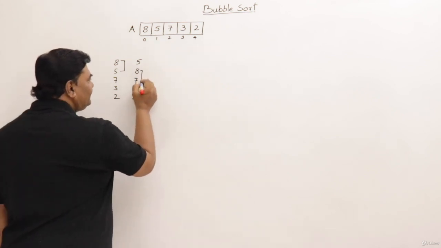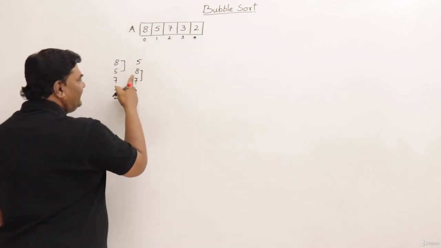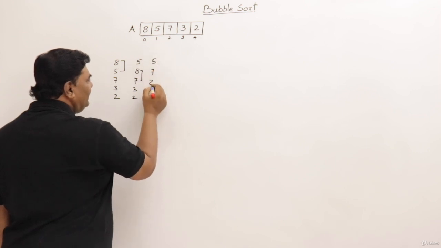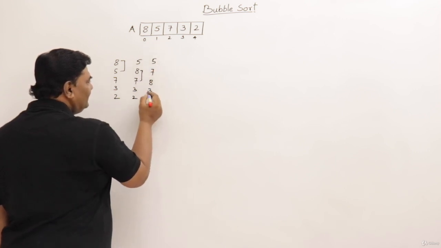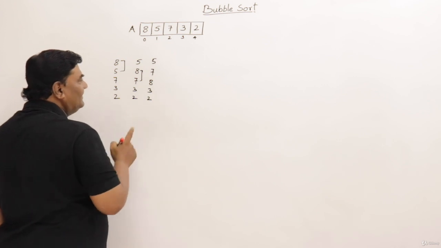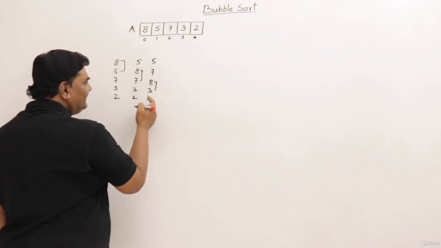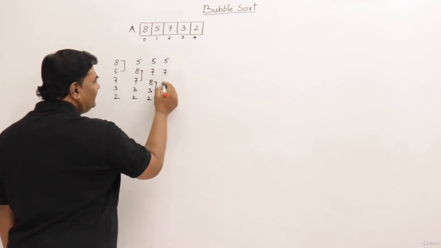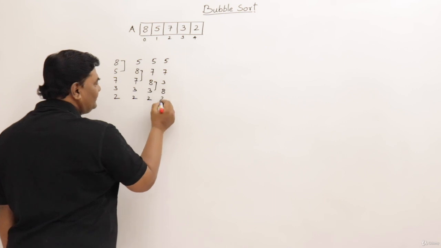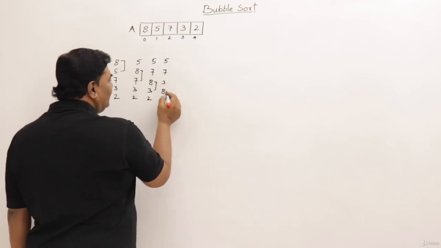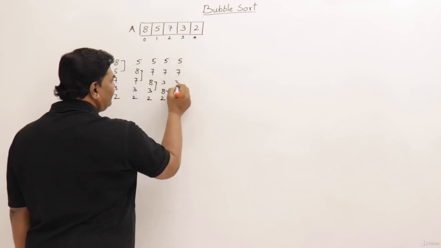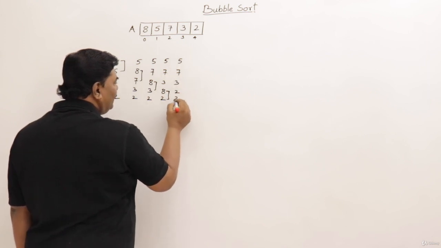Continue. Second comparison. 8 and 7. 8 is greater than 7. So 7 comes up, 8 moves down. Then third comparison with the next element. So these are consecutive elements, so it will compare them. 5, 7, 3, 8, 2, because 8 was greater. Then compare these two. 5, 7, 3, 2, 8.